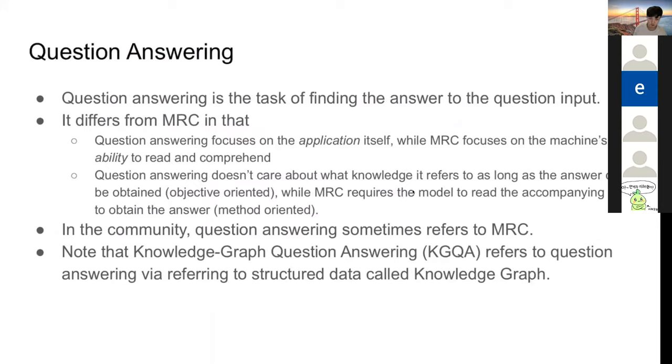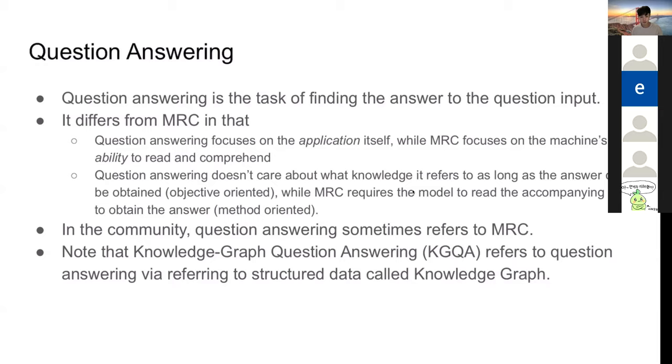I wanted to mention that question answering and MRC have a bit different connotations, in that MRC usually assumes that the document is given, but question answering is a very generic task that tries to answer questions, as the name entails. So it's more about application, whereas MRC is more about whether a machine can understand text. And we are testing that by asking questions and seeing if they get the answers right. But sometimes question answering just refers to MRC.